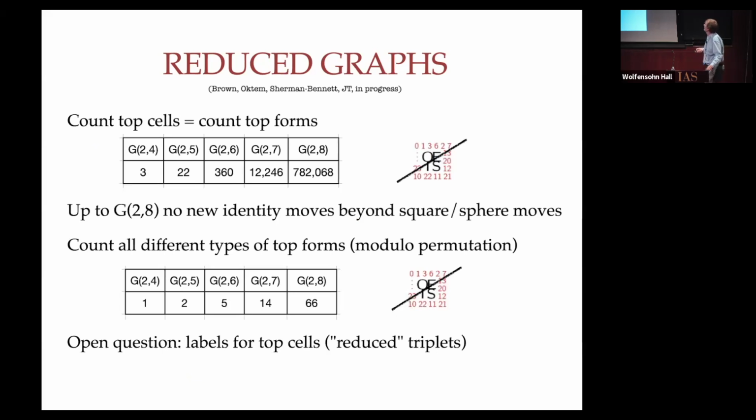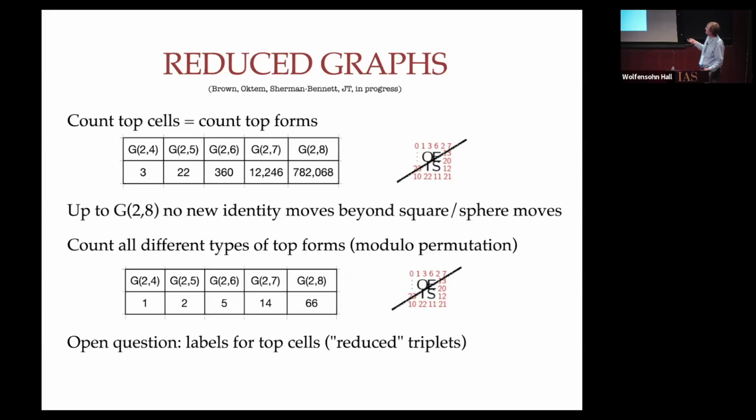Okay, so then we can also count how many of these top cells there are in G2n. For G24, it's just 3. There are just 3 different orderings of this box diagram. And then it grows like that for G25, G26, G27, and G28. Maybe there is some numerics, but the sequence finder definitely doesn't know these numbers.